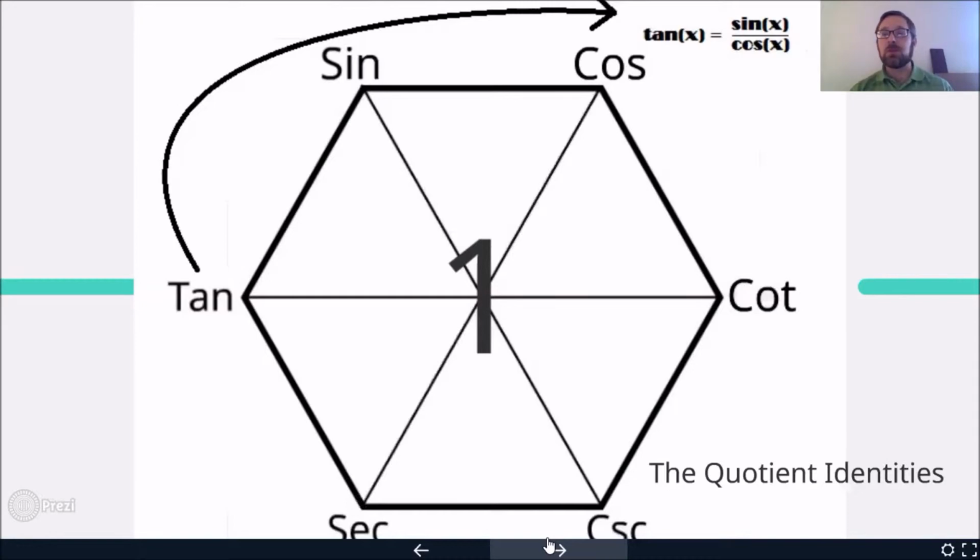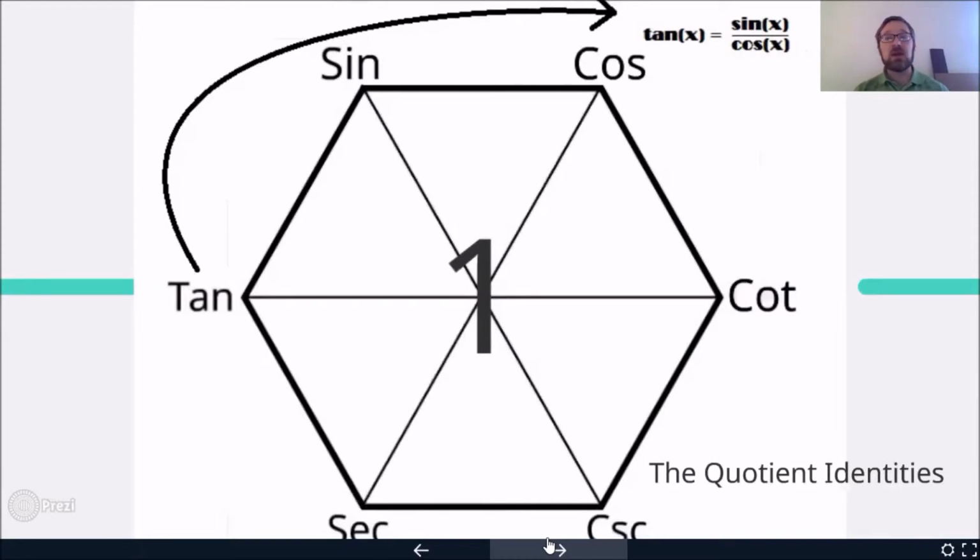For those of you that don't remember, way back when you started school, quotient was the answer to division. That's where they get this name. But it is that simple. It's also cosine equals sine divided by tangent, or tangent equals secant divided by cosecant. You can go anywhere, any direction around this thing. You've got a whole long list of identities.